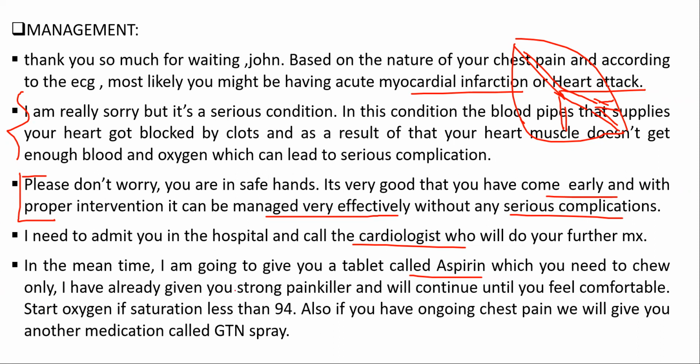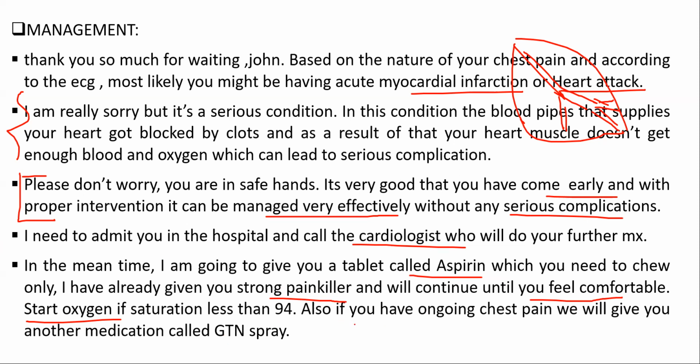chew only. I have already given you a strong painkiller and will continue until you feel comfortable. That's the morphine. If your oxygen content in the blood goes down less than 94, which normally should be near to 100, we will also start you with oxygen. If you have ongoing chest pain, we will also give you another medication called nitroglycerin, which you need to take under the tongue.